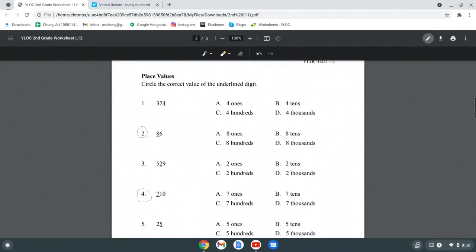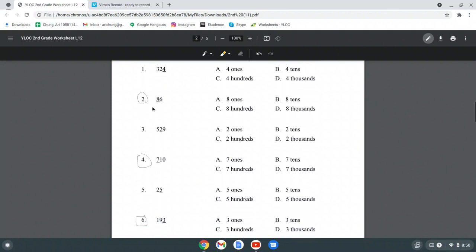Let's go to the next page, and here we have place values. Circle the correct value of the underlined digit. Let's look at number 2, and here we have 86. Let's remember that 6 is in the ones place, and 8 is in the tens place.